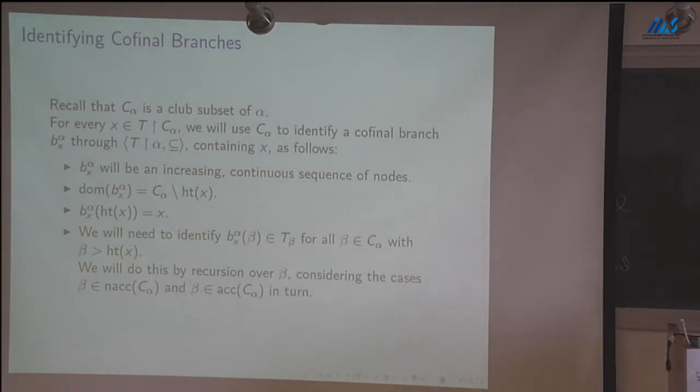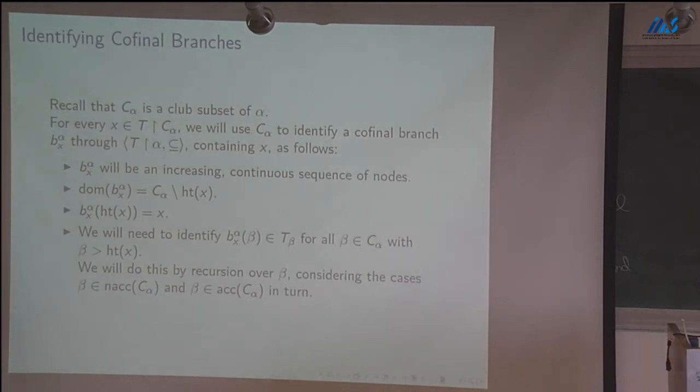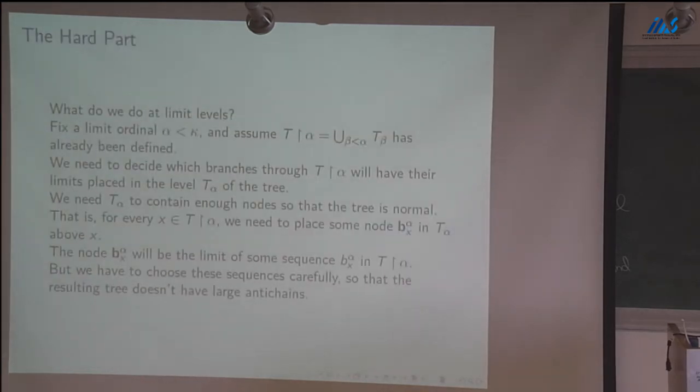If you remember that C alpha was a club subset of alpha, so we're at a level alpha. So let's actually start with a bit of a picture here and then see where we can go. Should I just go back in case that's helpful here?